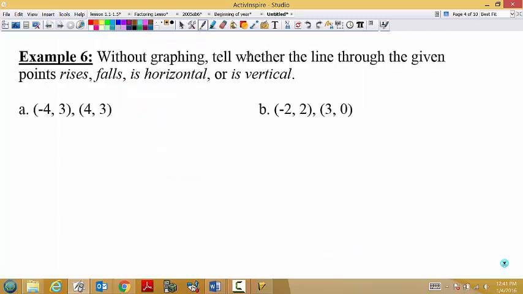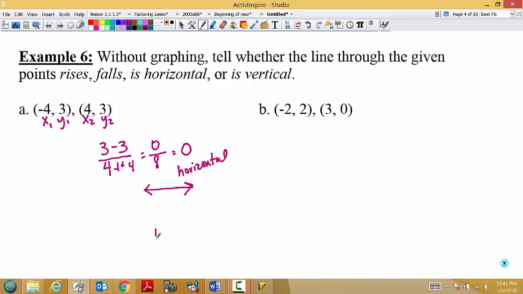It says without graphing, tell whether the line through the given points rises, falls, is horizontal, or is vertical. So we're going to find the slope again. x1, y1, x2, y2, and fill it in. 3 minus 3 over 4 minus negative 4. That's 0 over 8. 0 on top is 0. 0 on bottom is undefined. So if it's 0 slope, then it looks like this, so that's horizontal.